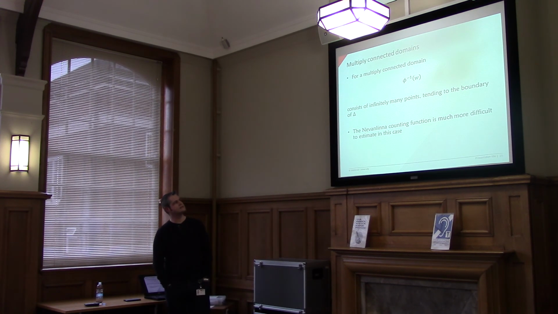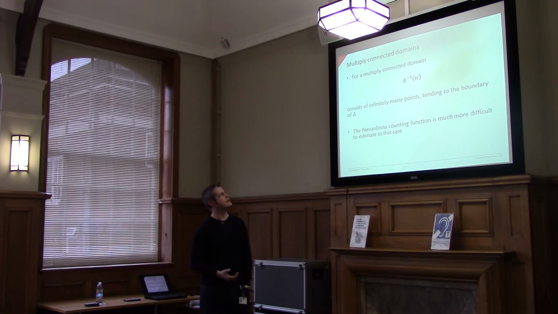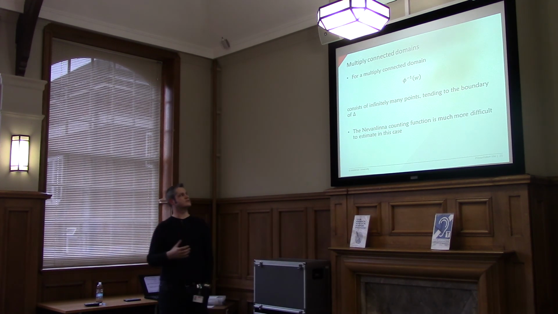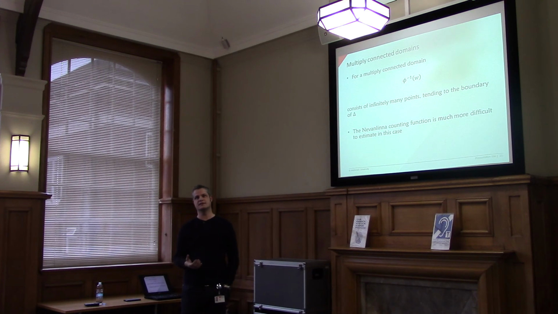So I slightly abused notation here. You do see this in complex analysis a lot. It's very naughty, but phi to the minus 1 of W, we think of that as the set of all possible pre-images. So phi to the minus 1 of W consists of infinitely many points, and they all tend to the boundary of the inner disk.